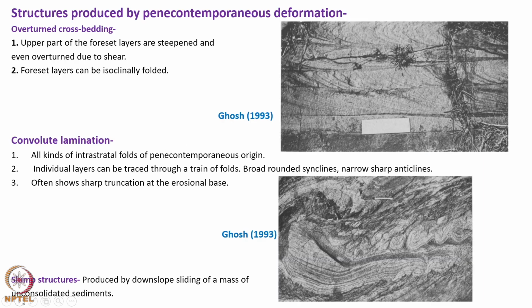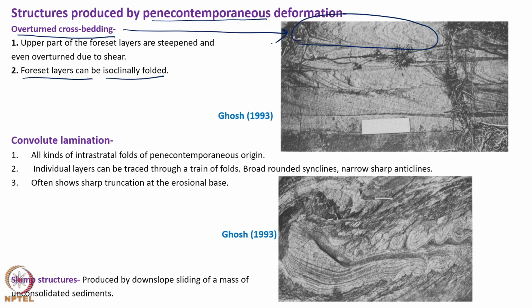Now, let us look at structures produced by penecontemporaneous or coeval deformation. During sedimentation deformation happens, then how does it look like? It can produce overturned cross bedding. How will it look like? The foreset layers can be isoclinally folded, which is shown over here. So, this is the place of the overturned cross bedding. Here is a scale for your reference to give an idea what is the length of the photograph in the field.